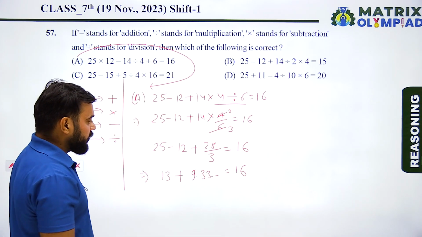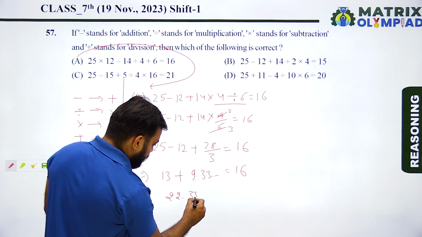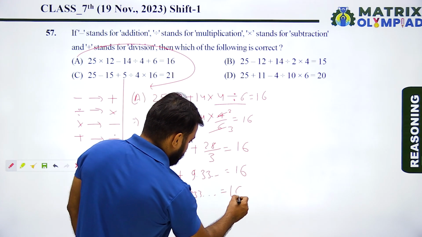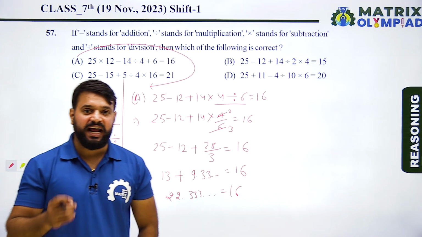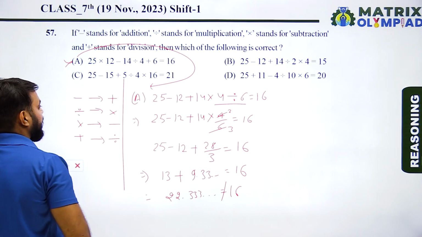13 plus 9.333, it means 22.3333 is equals to 16. 22.33 never equals to 16. So it means option A is the incorrect option.